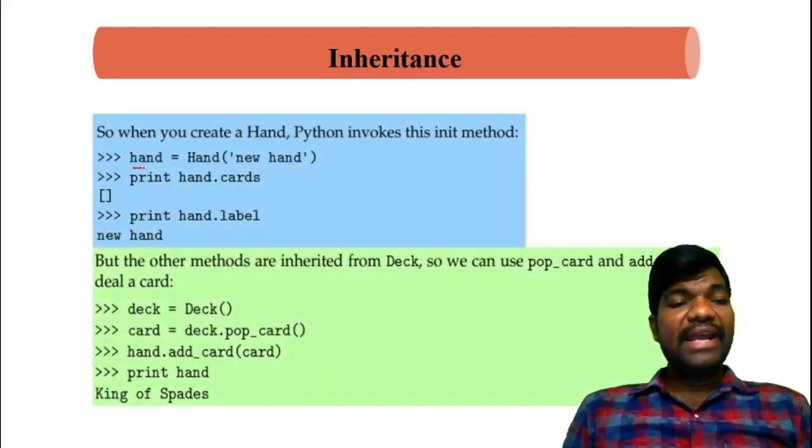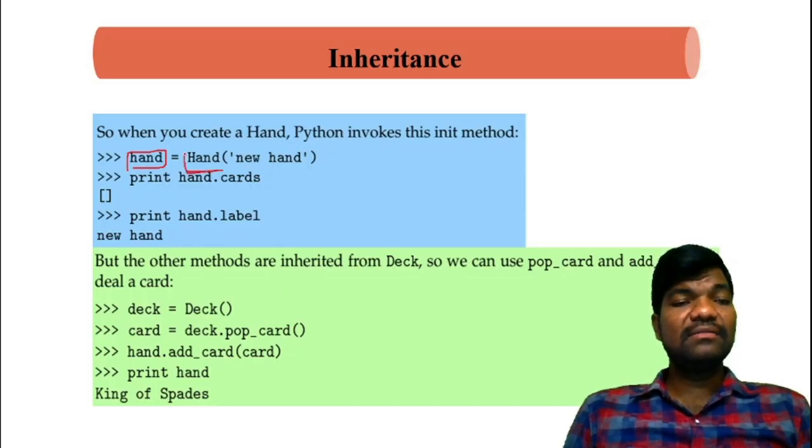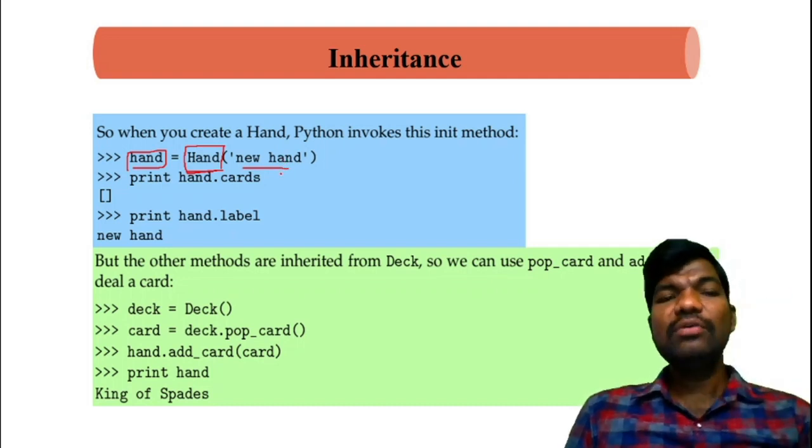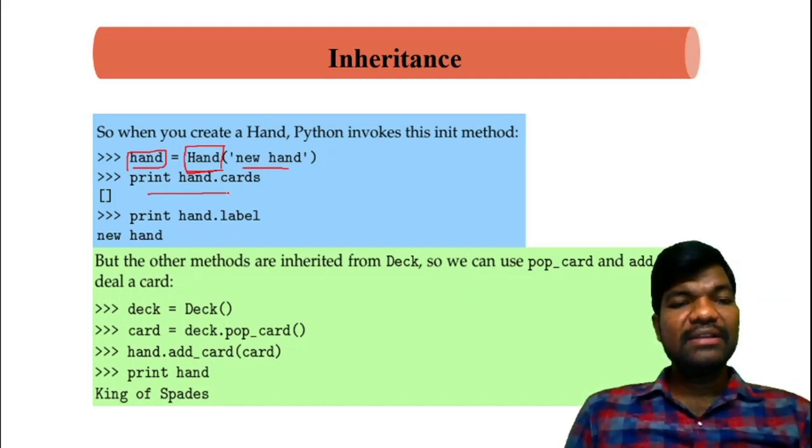Here we are creating another object, right? By using the Hand class we create a new hand: player 1 one hand, player 2 another hand. Then we print the hand of cards and print the hand label. So for example, this is player 2.